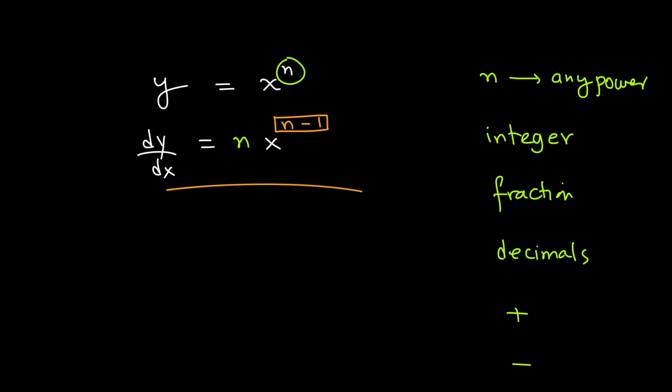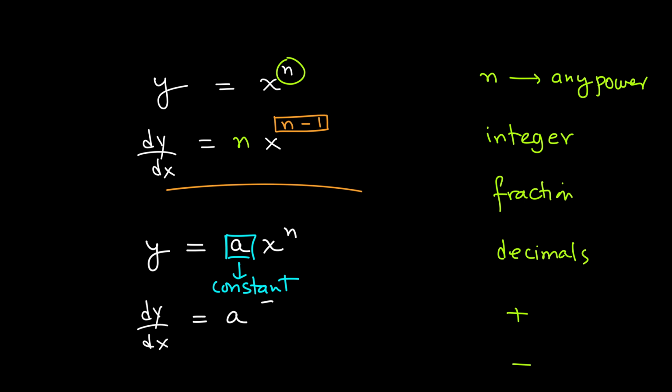Second rule, y is equal to a multiplying x raised to the power of n, where this a is a constant. If a constant is multiplying, it doesn't make a difference. Dy by dx: a remains as it is, and the differentiation of x raised to the power of n is just written at the top. So therefore, this will be a times n times x to the power n minus 1. Now let's do some examples based upon this rule.